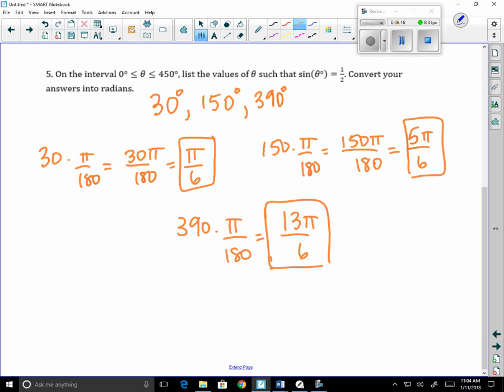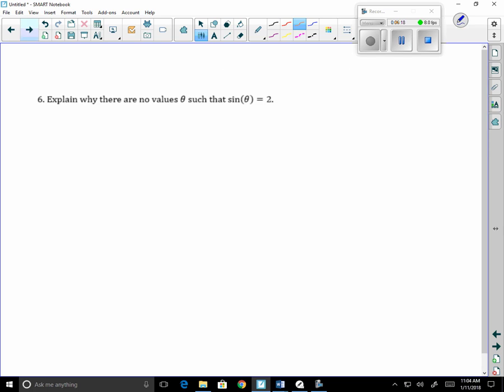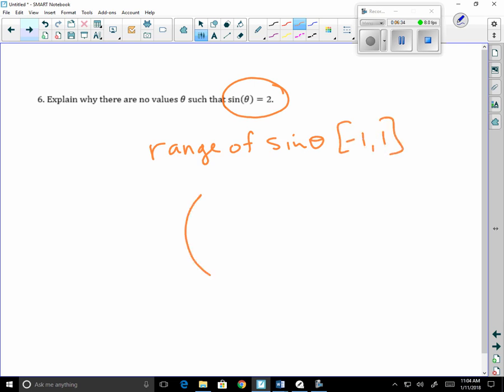The last question, I'm hoping that we're all able to answer after all this work, is why are there no values such that sine of theta equals 2? Well, I know that the range of the sine of theta is between -1 and +1. I know that because of the unit circle. So if I think about the unit circle, the sine is the y value, so this vertical line. That's never going to be more than 1, because this goes up to 1 and goes down to -1. It's never going to be outside of that realm.